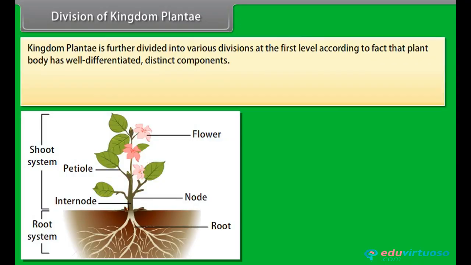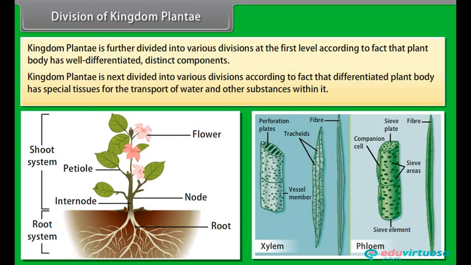Division of Kingdom Plantae. Kingdom Plantae is further divided into various divisions at the first level, according to the fact that the plant body has well-differentiated, distinct components. Kingdom Plantae is next divided into various divisions, according to the fact that the differentiated plant body has special tissues for the transport of water and other substances within it.